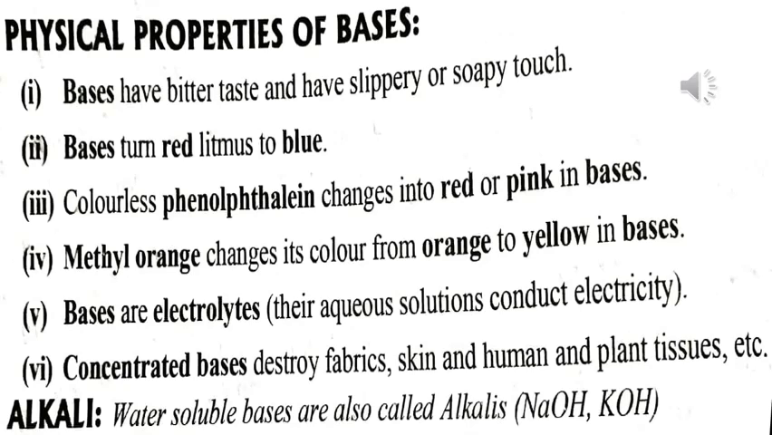Now colorless phenolphthalein. I have told you that phenolphthalein is an indicator and it shows whether our substance is acid or base. Colorless phenolphthalein changes into red or pink in base. In the same way, methyl orange is also an indicator and it changes its color from orange to yellow if we put methyl orange in base.